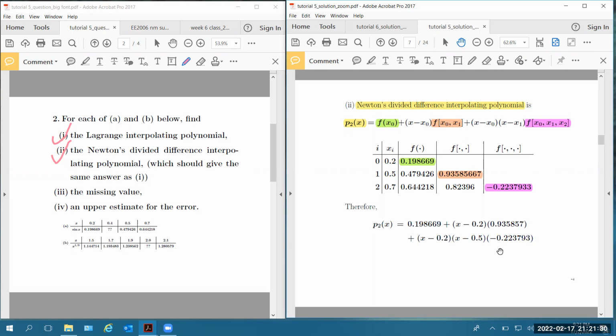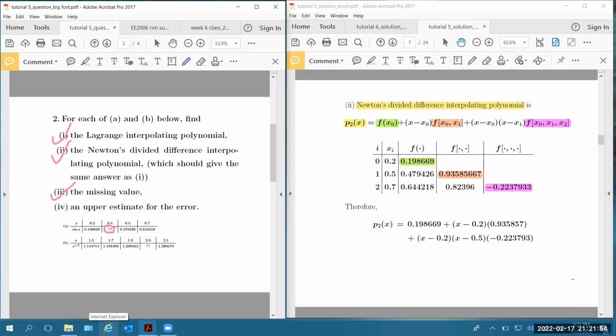Okay, so then the next thing is we come to the missing value. Let's do the third part now. We want to do the missing value. Now, what missing value are we talking about? I see in this table, can you all see there's this question mark here, the missing value. So we want to find this missing value.